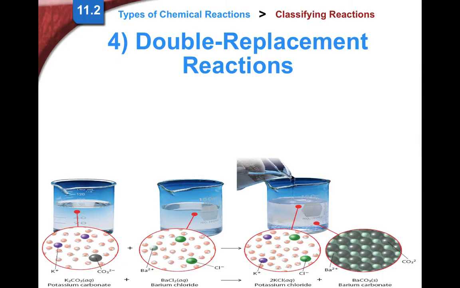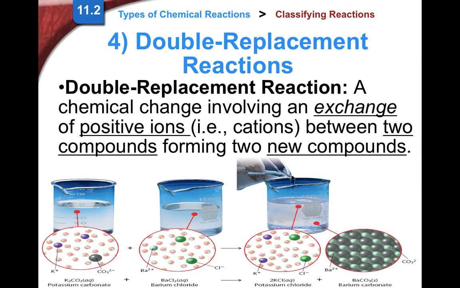Okay, now the fourth type of chemical reaction is called a double replacement reaction. It's the same thing as a single replacement reaction, except we have two elements replacing each other in compounds. I want you guys to always put it in perspective of the cations, which are the positive ions, generally the metals. So think of two metals replacing each other in two different compounds. It's double replacement because two things are going to be switching places instead of one.